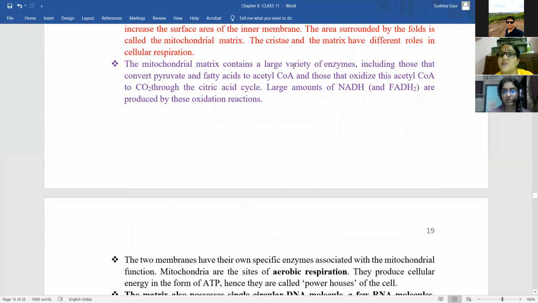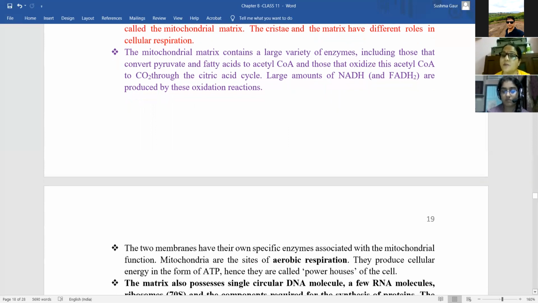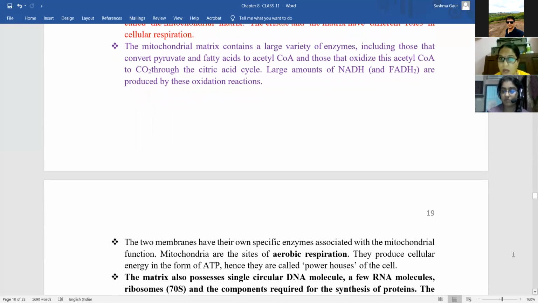It consists of a large variety of enzymes, including those that convert pyruvate into fatty acid and then to acetyl coenzyme A. These are some processes: glycolysis, Krebs cycle. Those you will be studying in your next class. Like in 12th standard, you are going to study these different types of cycles that are responsible for generation of ATP and nitrogen metabolism.